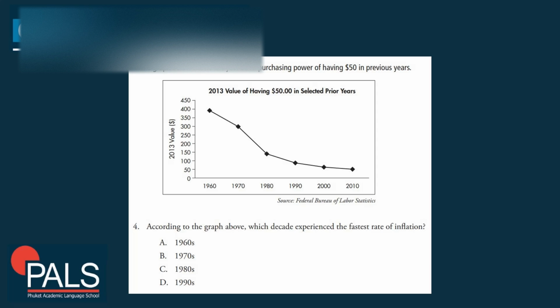Question 4 asks, according to the graph above, which decade experienced the fastest rate of inflation? Inflation in the graph would be indicated by the value of that amount of money dropping. Go ahead and look at the graph, pause the video, and see which decade makes the most sense for you. Okay. The answer is B, the 1970s. We can see that between 1970 and 1980, the value of $50 would have halved. That is a lot of inflation.